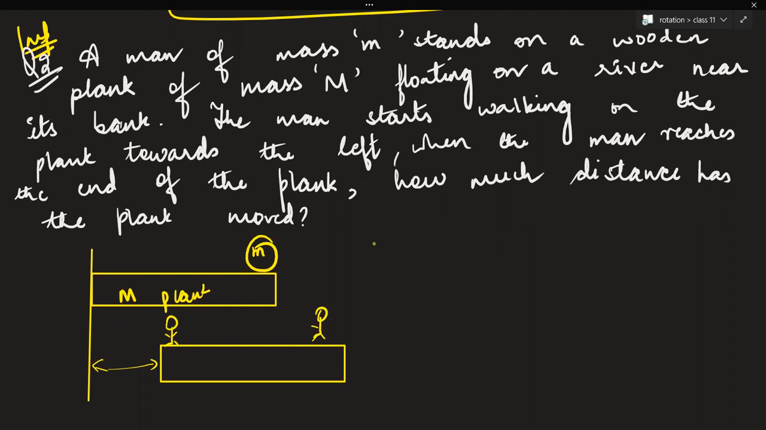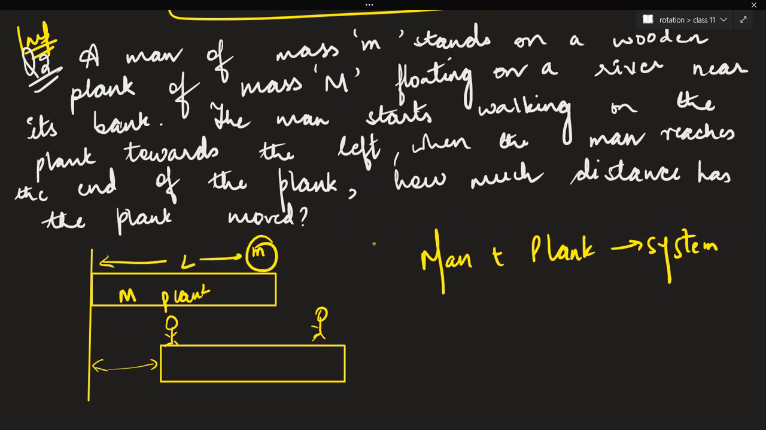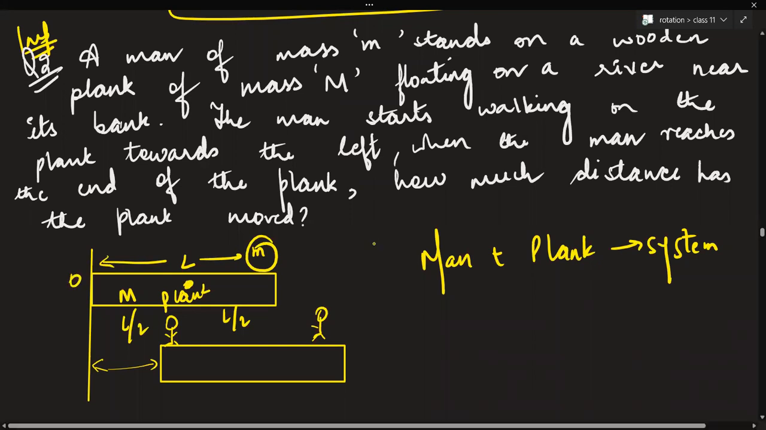Now class, one thing before you start with any of this. Man plus plank is your system right now. So anything that is apart from man plus plank, that is the water present in the river, will not be considered. Now see, first let us calculate the center of mass of the initial case. Fine, initial case. So L is the length of the plank. This is actually a part of the question. Length L was given. So if length L is given, center of mass will be at the center. This will be L by 2. This part will be L by 2. And let's say this is the origin, x equals 0.